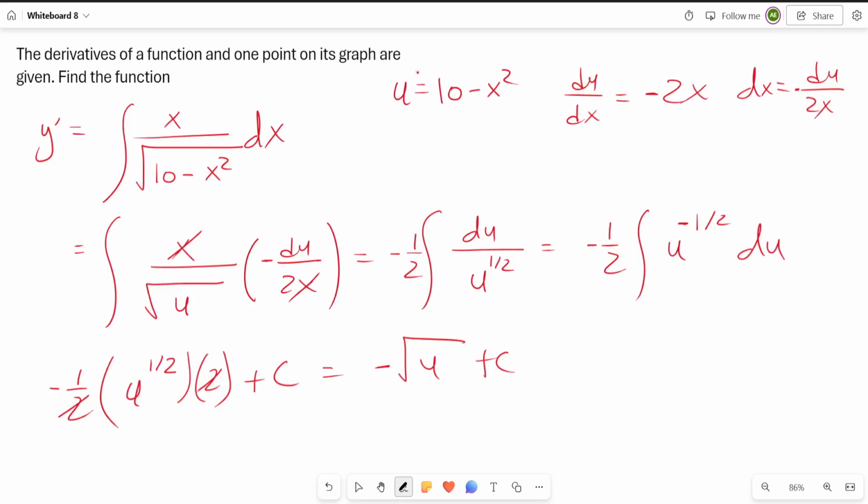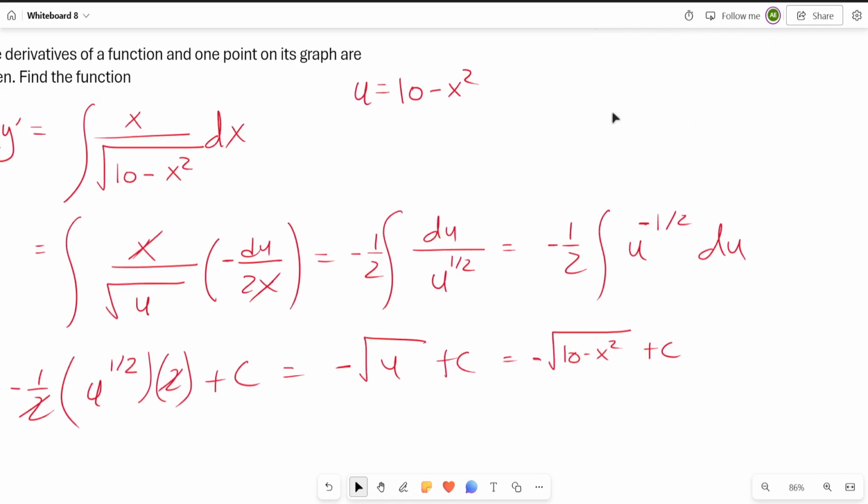So now I'm ready to resubstitute everything in order to make it in terms of x. This is going to equal negative square root of 10 minus x squared plus c. Okay, now I forgot to give you the point. The question gave us a point to use, which is 1 and 5.